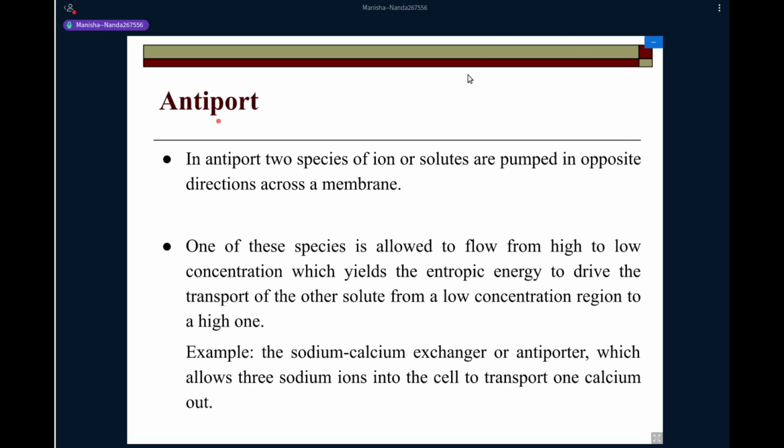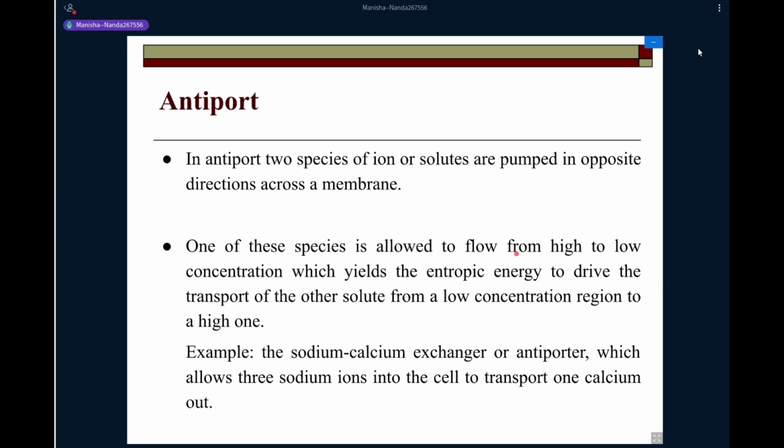Now, antiport, as the name defines, anti means opposite. So, in antiport, two species of ion or solutes are pumped in opposite directions across a membrane. I mean, if one solute is being transported from cell exterior to cell interior, then the other will be transported from cell interior to cell exterior. It is always going to be in the opposite direction. That is why it is called anti-transport.